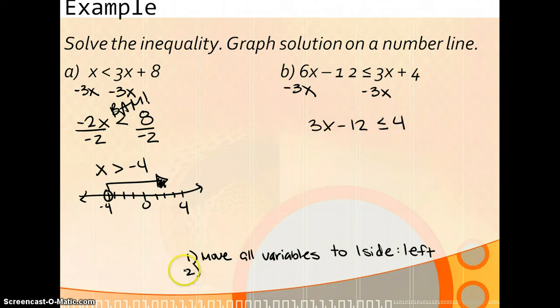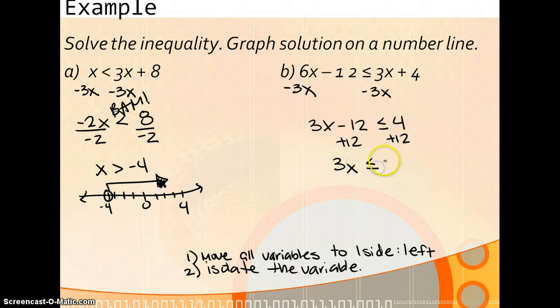So the second step, once you've done that, if there's more work, is just to isolate the variable using whatever methods you know. So add 12 to both sides, because again, 3x minus 12 is the last thing I said, so it should be the first thing that I remove. That gives us 3x is less than or equal to 16.